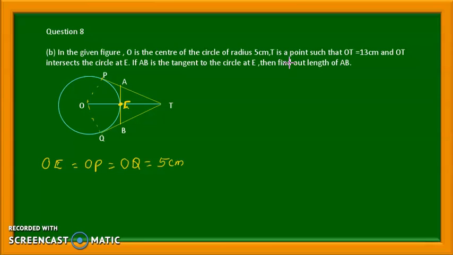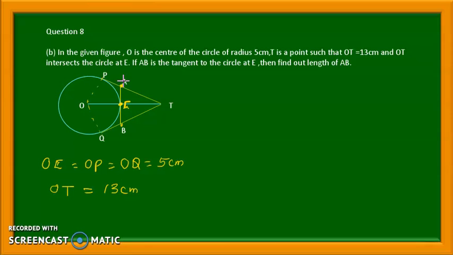And what's given here? T is any point, such that OT is also given. T is an external point and OT is equal to 13 centimeters. OT intersects the circle at point E. Then if AB is the tangent, which you can see at the point E, then find the length of AB. So you can see A is also an external point, B is also an external point.